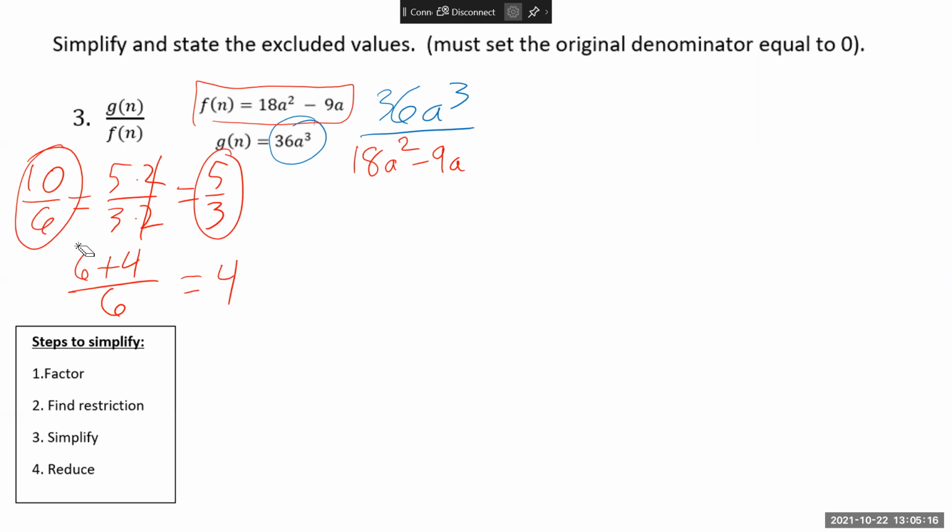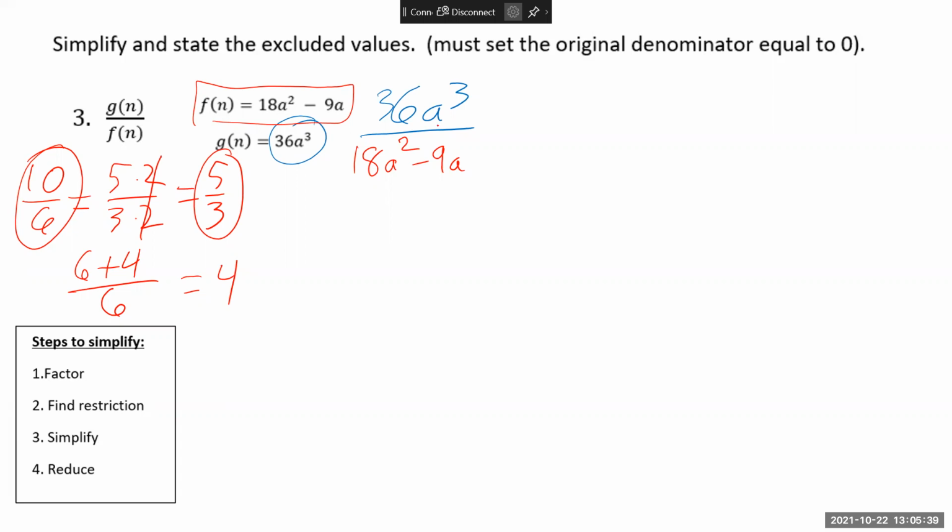They move together. So right here, this 36a cubed over 18a squared minus 9a. That bottom has a subtraction sign. Does that make sense to everybody? I cannot cancel out parts of it because of that subtraction sign until I factor it. I need to factor first.